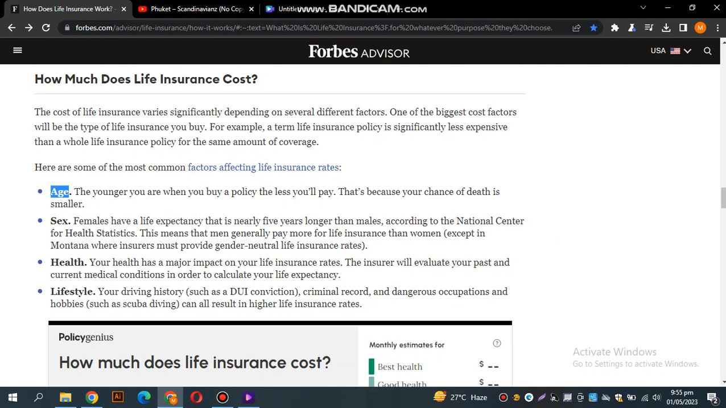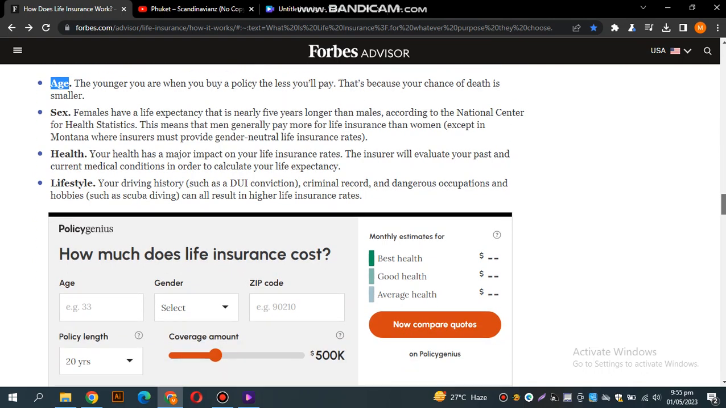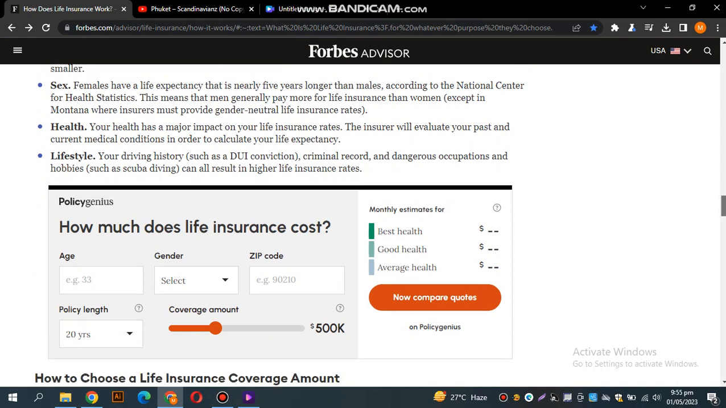Number 3, health. Your health has a major impact on your life insurance rates. The insurer will evaluate your past and current medical conditions in order to calculate your life expectancy. Number 4, lifestyle. Your driving history, such as a DUI conviction, criminal record, and dangerous occupations and hobbies, such as scuba diving, can all result in higher life insurance rates. See the chart below for more detail.